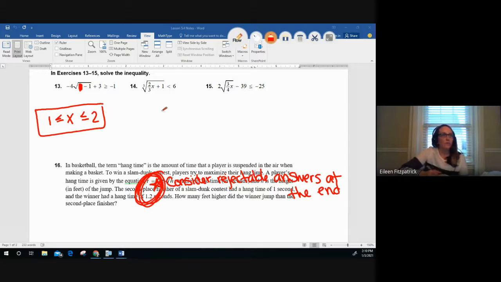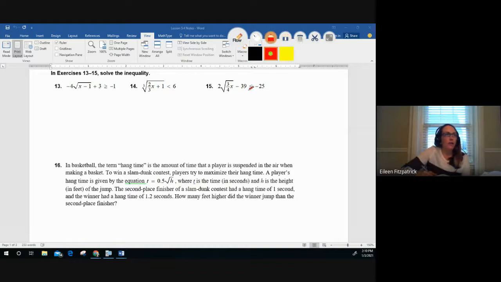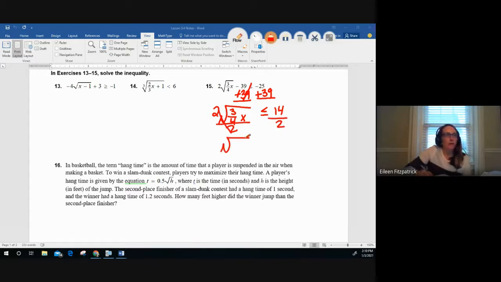All right, number 15 I'll do as well. Let me erase everything I have so far. Okay, so I'm going to add 39 to both sides. So I have 2 times the square root of 3 over 4x is less than or equal to 14. Then I'm going to divide both sides by 2. So I have the square root of 3 over 4x is less than or equal to 7.